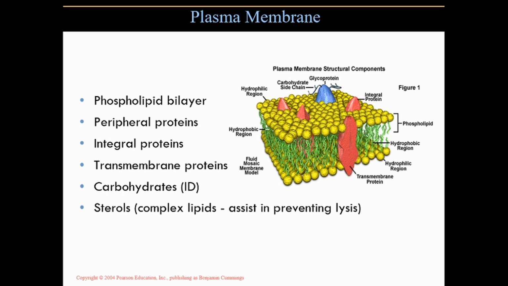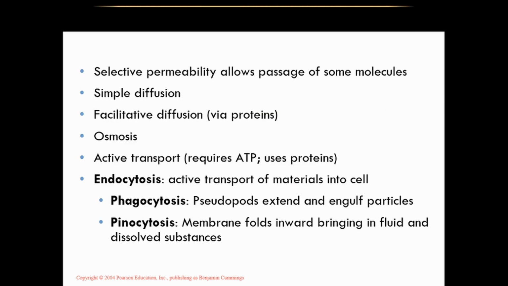And there are these complex lipids called sterols that assist in preventing lysis of the cell as well, holding the phospholipids together. That is what these sterols do. So there are a few differences between prokaryotic and eukaryotic, but the essentials, it's the same. It's a phospholipid bilayer. It's a fluid mosaic model. It's got proteins on the surface and within it as well. And it's pretty much performing the same function, enabling things to get into and out of the cell and housing all of the cytoplasm, and in the case of eukaryotic cells, all of the organelles within the cell.